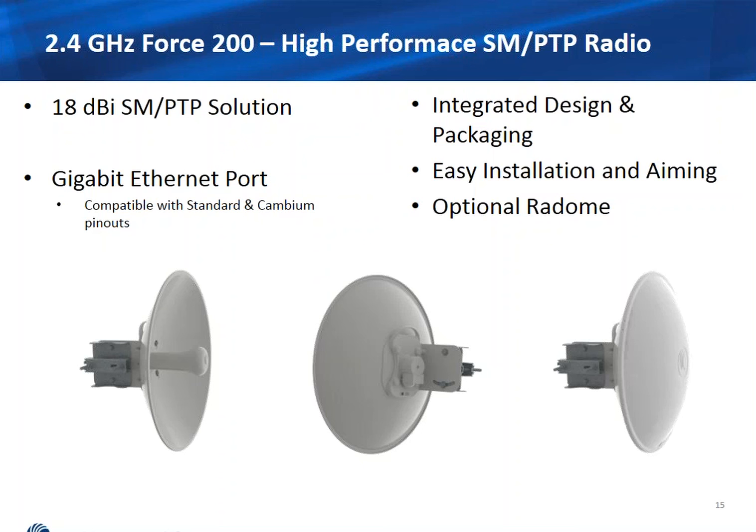Because of the physics and the lower frequency, the same dish size that we have at 5 gigahertz gives you an 18 dBi gain, but at 2.4 gigahertz, that works out to quite some distance and range that you're able to get. Many things about this product are similar to the Force 200: the gigabit Ethernet I talked about, and the installation and assembly is exactly the same. I'm not sure I mentioned it before, but both Force 200 products support an optional radome, and it's the same radome that works across both products. So if you're deploying these in areas with ice and snow, the radome is a good addition.